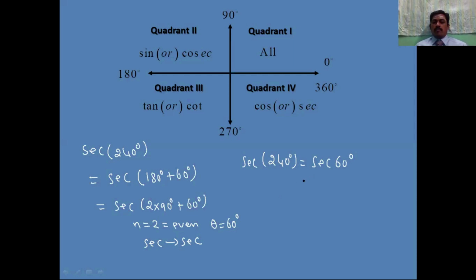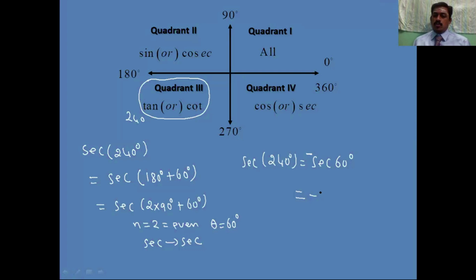Now I'm going to check where it lies. 240 lies in the third quadrant. In the third quadrant, which one is positive? Tan only is positive. But we got secant here, so it is negative. So therefore secant 240 equals minus secant 60 degrees. We know that secant 60 is 2. So therefore we'll get minus 2.